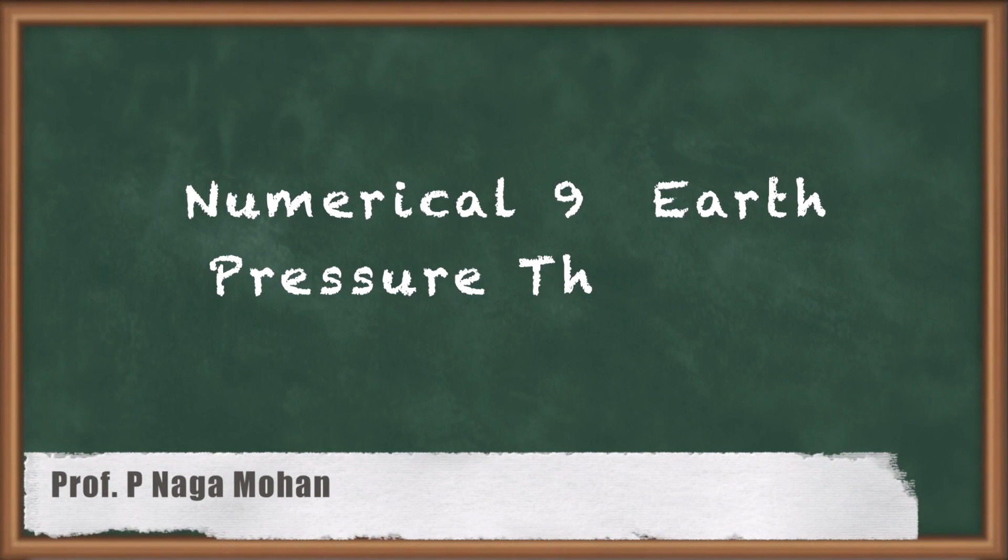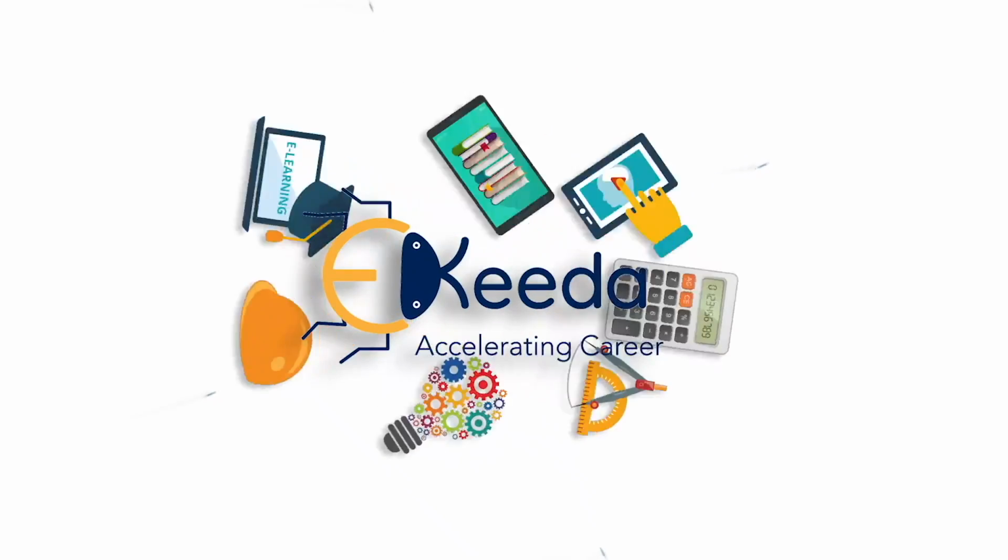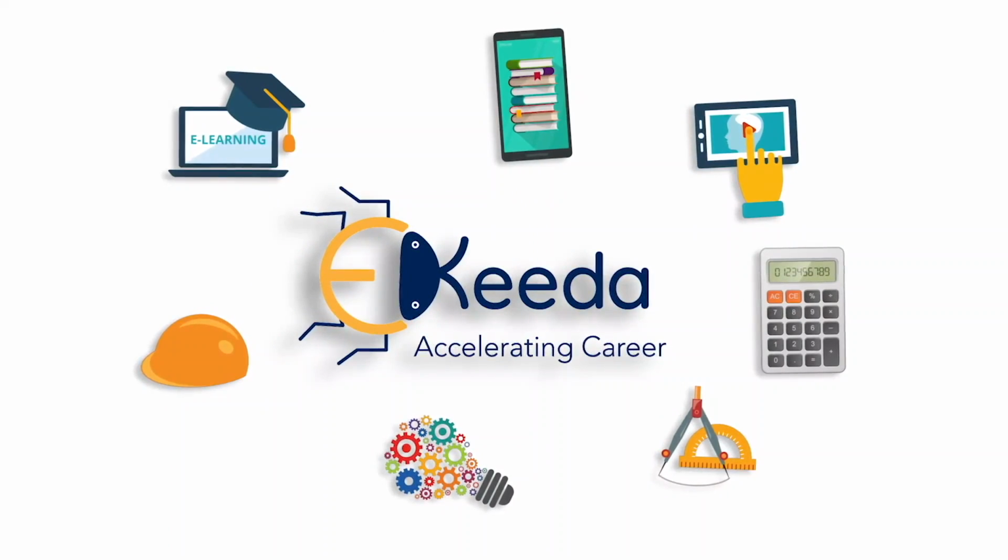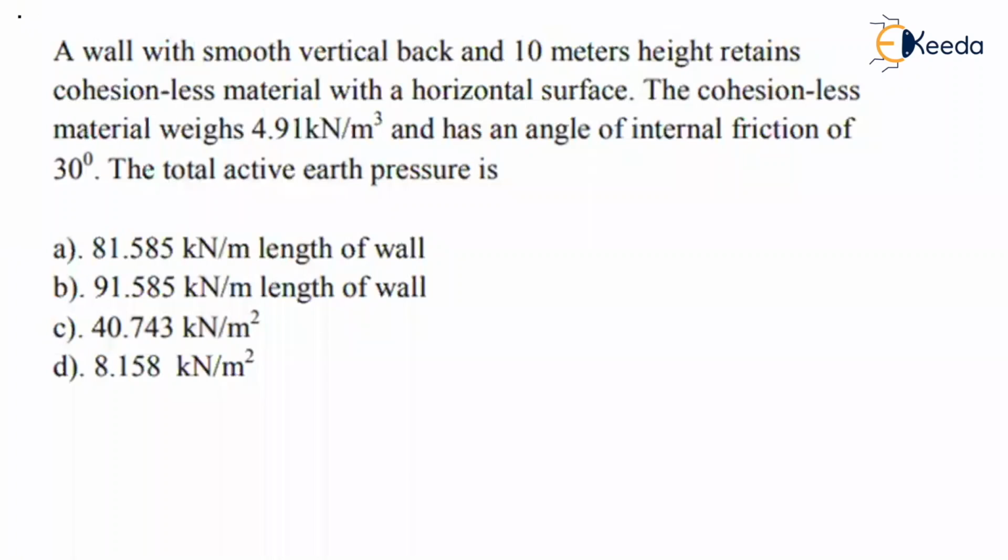Hello friends, let us see another example. Let us say ninth question. So read the given question first. A wall with smooth vertical back and 10 meters height retains cohesion-less material with a horizontal surface. The cohesion-less material, 4.91 kilonewton per meter cube, has an angle of friction of 30 degrees.